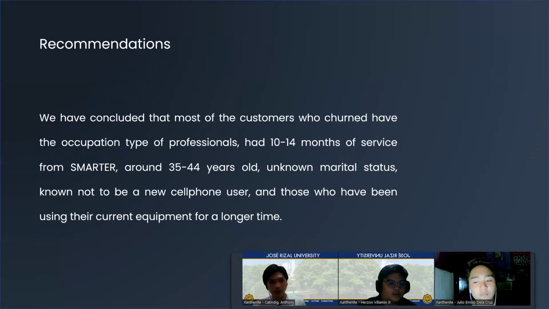Recommendations. We have concluded that most of the customers who churned have the occupation type of professionals, had 10 to 14 months of service from Smarter, are around 35 to 44 years old, have unknown marital status, are known to be a new cell phone user, and those who have been using their current equipment for a longer time.